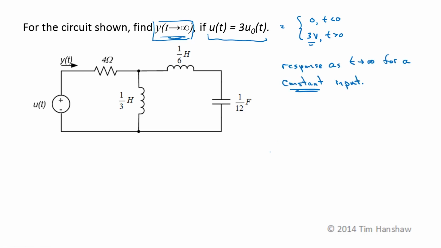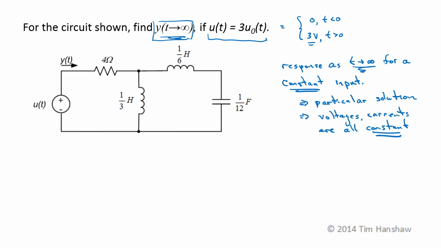So we're back to thinking about the step functions that we saw when we were doing first and second order systems as differential equations. So we're still looking for the particular solution. The particular solution as t goes to infinity is going to have the same form as the forcing function, so our voltages and currents will be constants. For constant voltages and currents, capacitors look like open circuits. They conduct no current, and inductors look like short circuits.